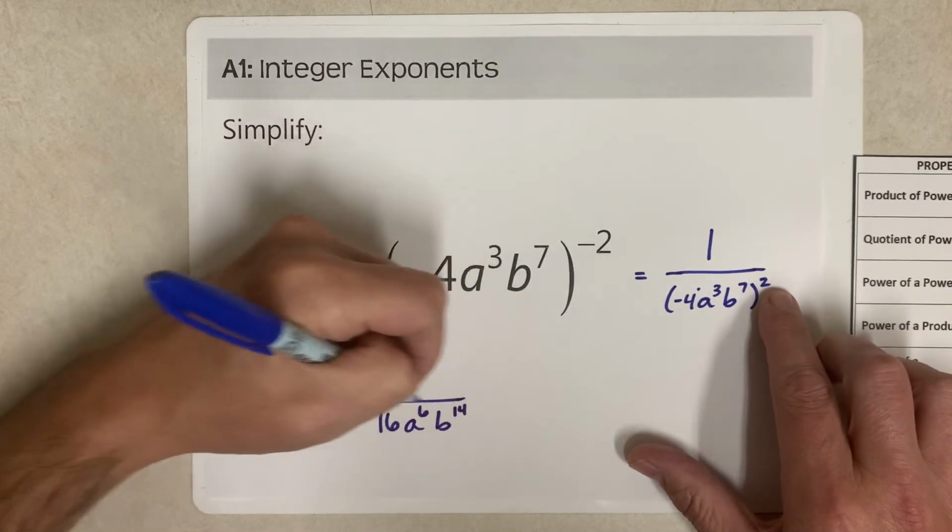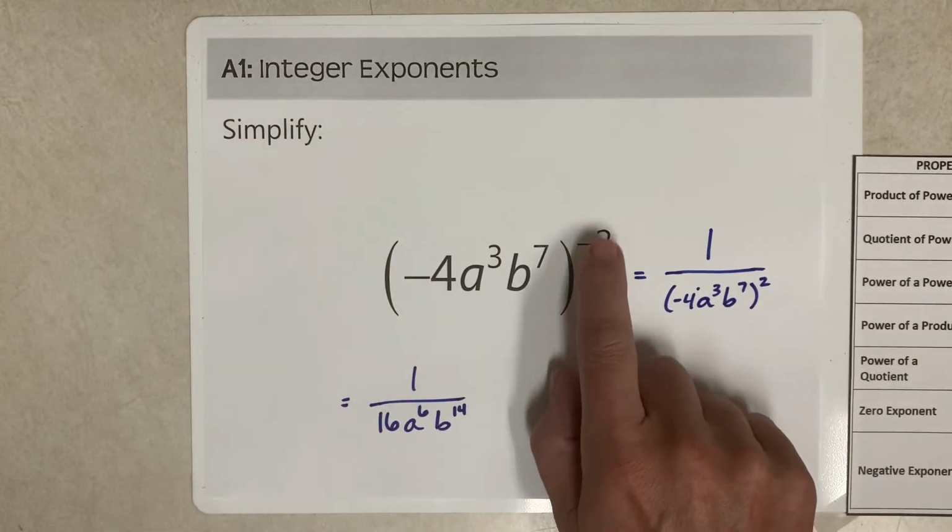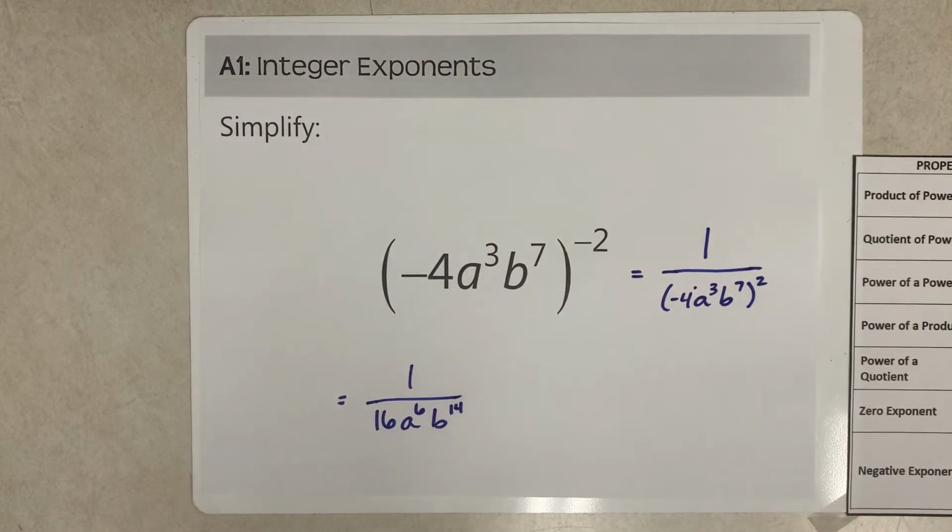And there's another way that you can handle this one. When you have a negative exponent out here, you can flip it first and then you can distribute your exponent to everything. And that would be your final answer for that one.